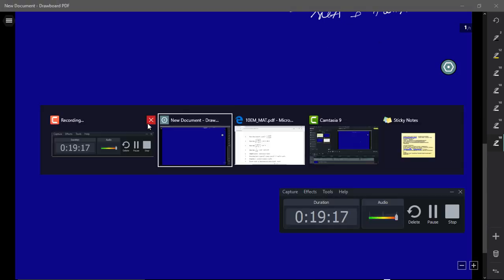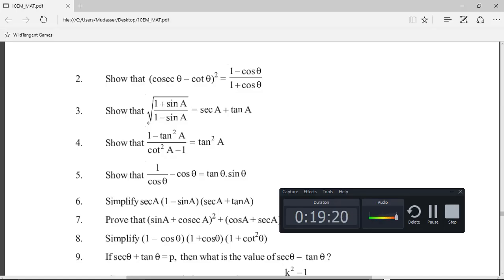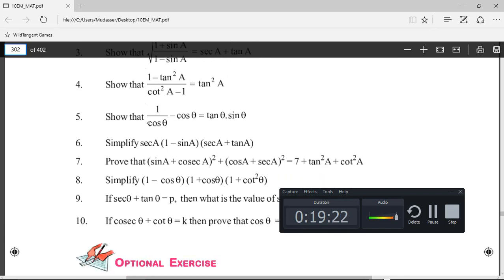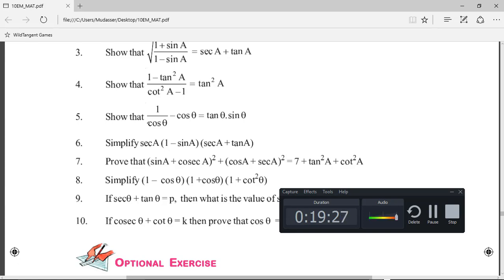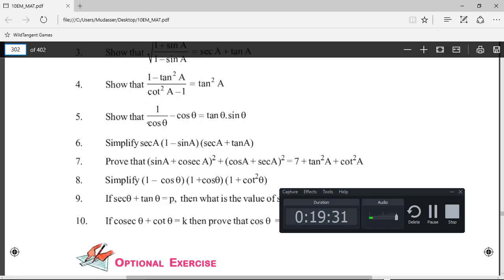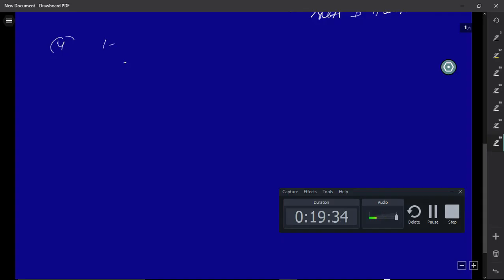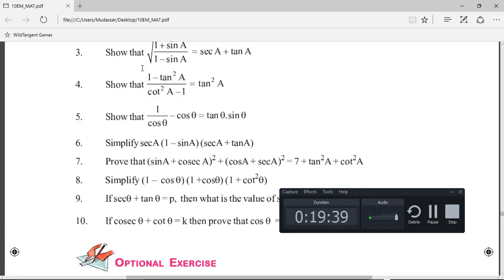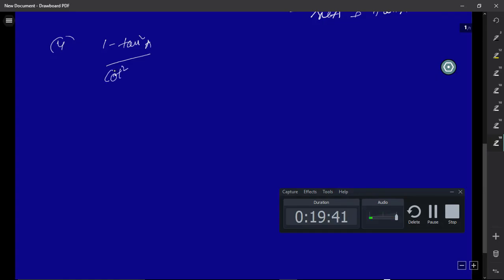Let us go ahead and work on the other one. Take the fourth one. Show that 1 minus tan square a by cot square a minus 1 is equal to tan square a. Okay, let's go ahead and prove this. I'll have to show that this is equal to tan square a.